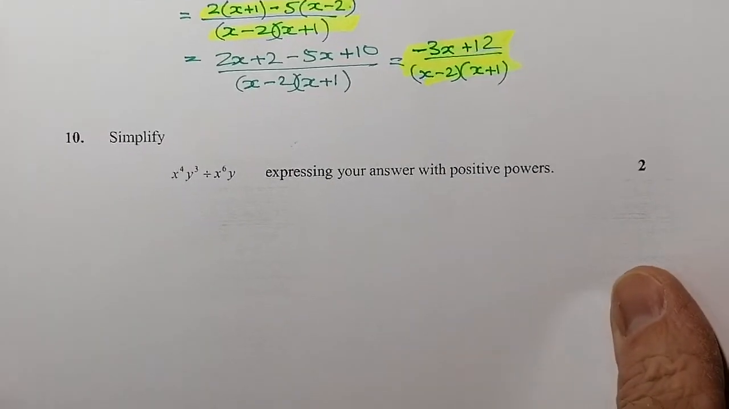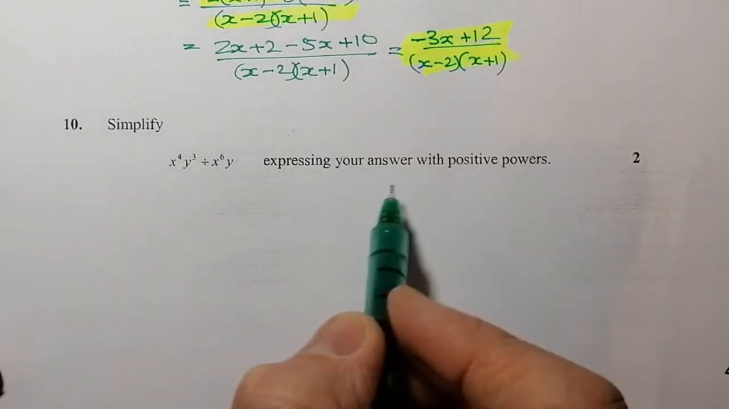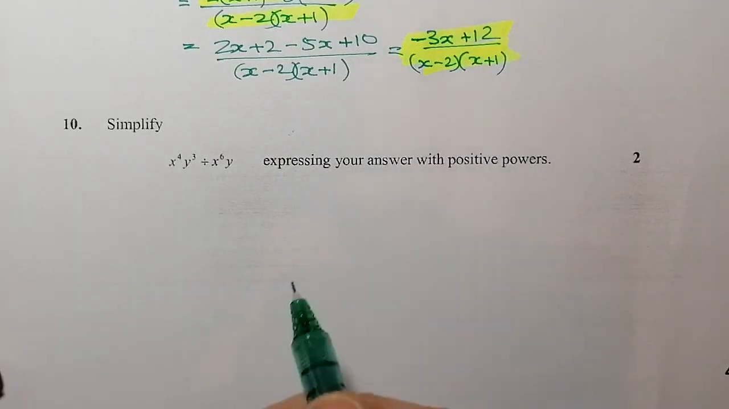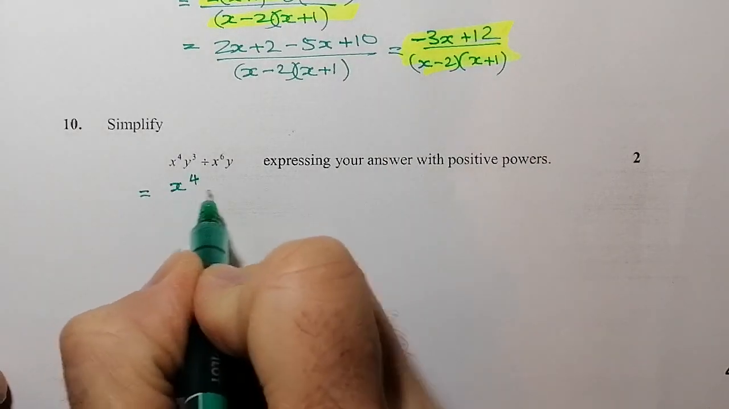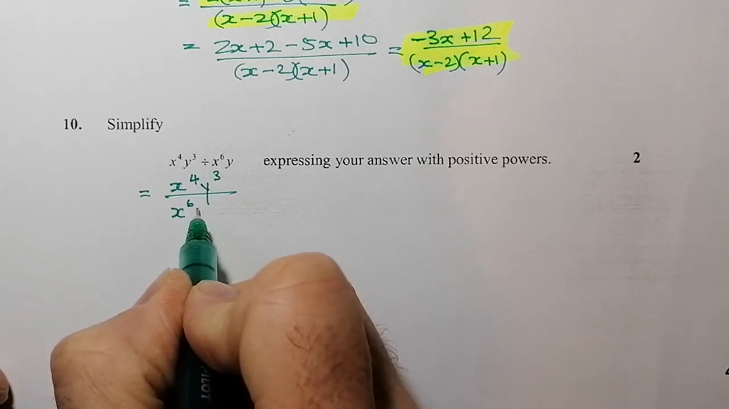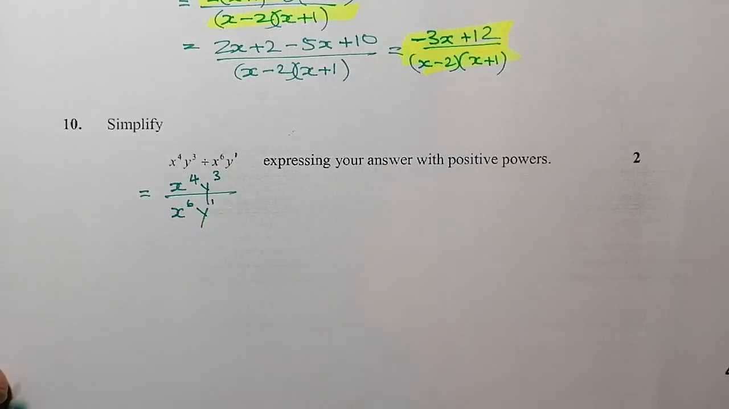Right then, so we've got the next one, question 10. We've got indices, and we're going to be dividing. Okay, so I would rather see that written as x to the power of 4, y to the power of 3, all over x to the power of 6, and y. Remember that y is to the power of 1. Okay, I'm just going to write that in there so you can see that that 1's sitting there.